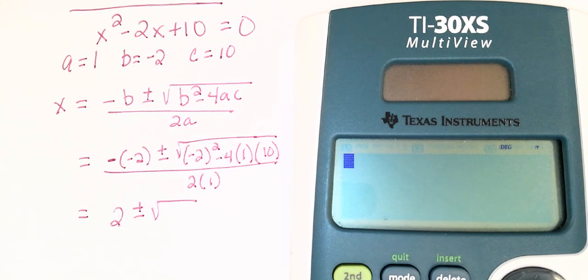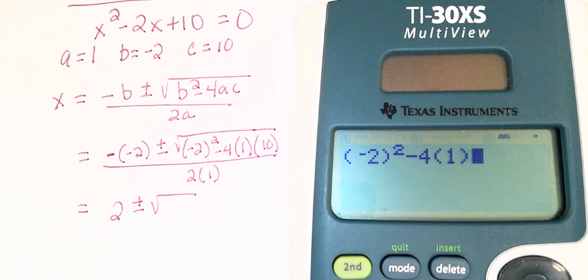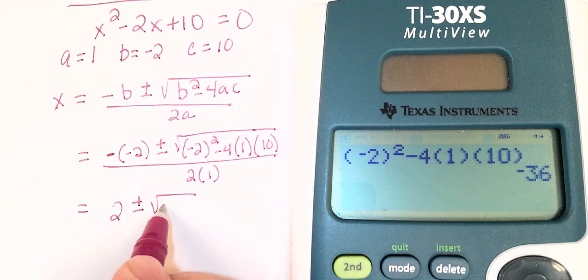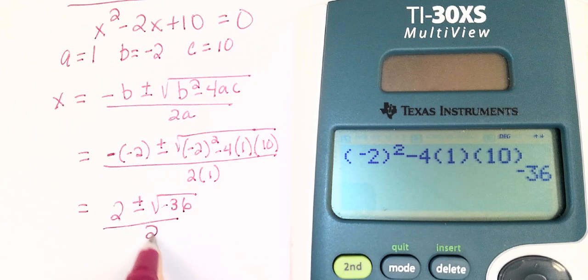Do not put the square root in the calculator. You're going to find out that some of our quadratic formula solutions will not be real solutions. So you may have imaginary, and calculators usually don't give you that. So we're just going to put in negative 2 squared minus 4 times 1 times 10. And the calculator recognizes parentheses together as multiplication. And this is going to give us negative 36. And then we still have this all over 2.